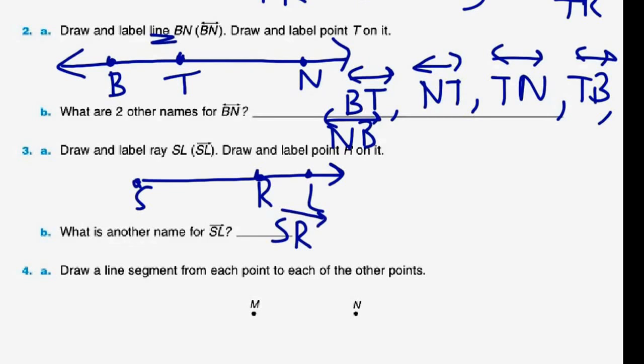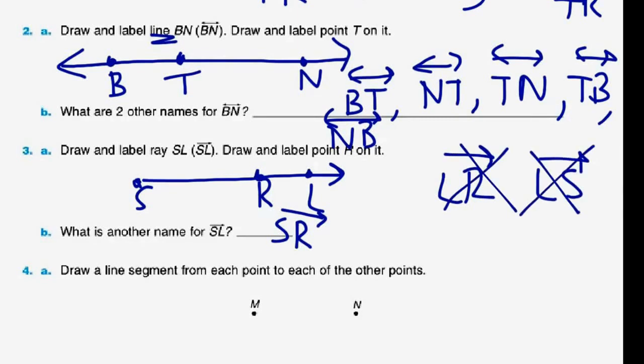Okay, so hopefully you've drawn something similar to this, of course much straighter, as you've got that straight edge to work with. So here's my ray SL. I've drawn point R somewhere on that ray. And the only other name that would work here for this ray is going to be ray SR. Note that we absolutely cannot name it ray LR or ray LS. Okay, both of those would be incorrect.